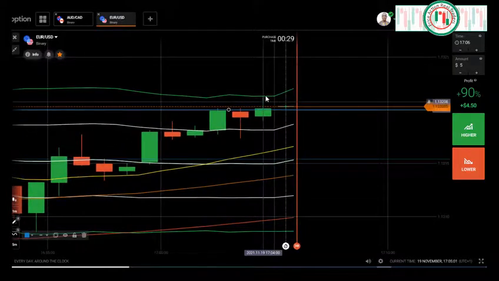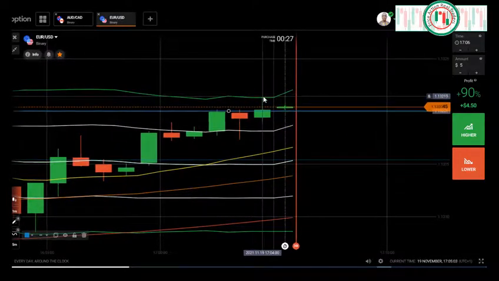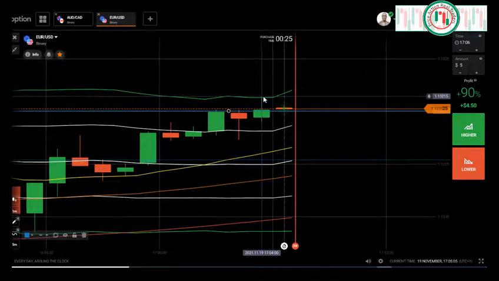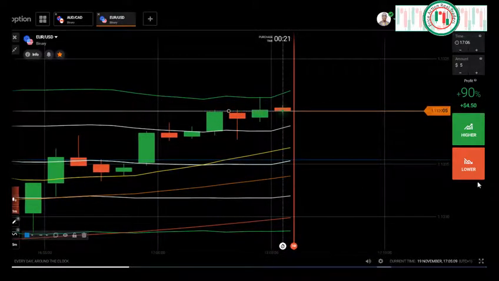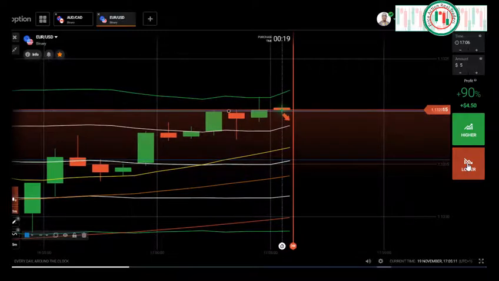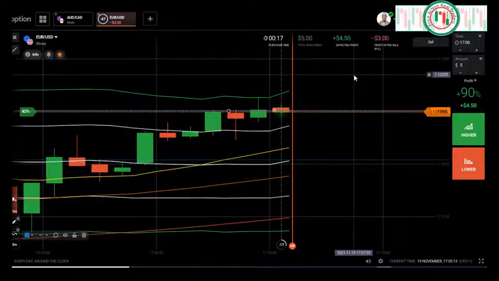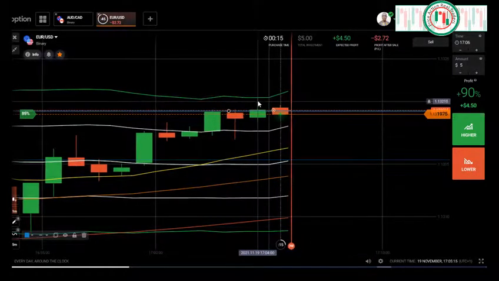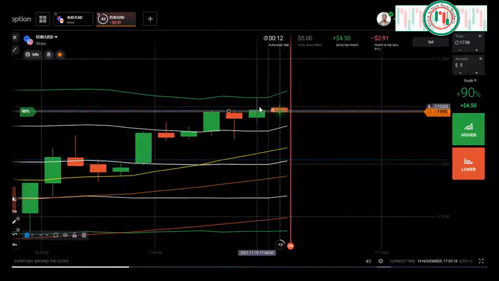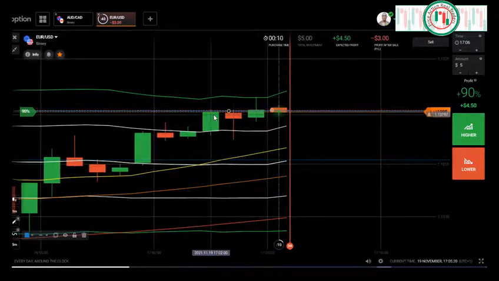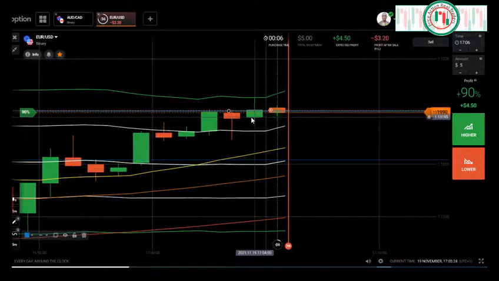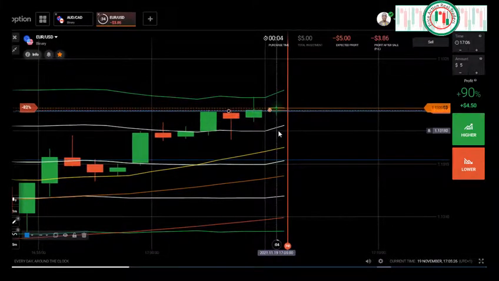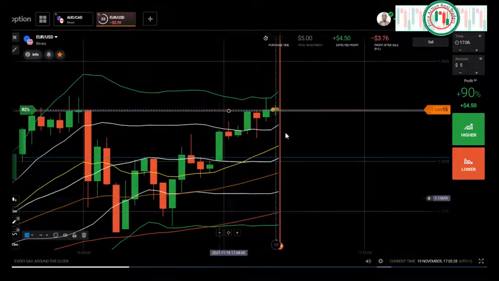So here you see rejection from Bollinger Band. Yes, I place put option at this level because of the rejection of this candle from Bollinger. So I know definitely market must break this level. That's why I place my trade put option, even though we are in strong uptrend.